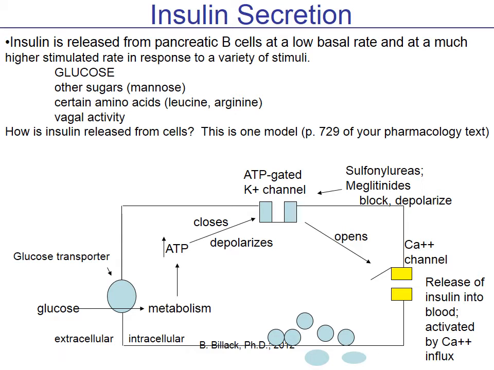This is a very important model of how we believe the beta cells release insulin, because there are certain drugs that target this ATP-gated potassium channel. Among them are sulfonylureas and meglitinides, which target the channel slightly differently, but same target, where they block the channel, depolarize the cell, allow that calcium channel to now open, and allow those insulin-containing granules to be released.